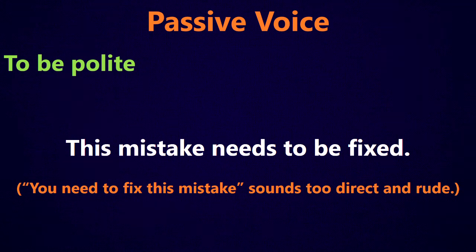We can also use the passive voice to be polite. For example, this mistake needs to be fixed. So needs to be fixed, there's my verb. This sounds more polite than saying you need to fix this mistake, because that sounds too direct and too rude. Now, if I'm at work and somebody made a mistake and I'm not in charge of that person, or maybe it's my boss even, I could just say, oh, this mistake needs to be fixed, because then I'm not focusing on who did it. So it's a little bit more polite. It's like you're ignoring who made the mistake and just focusing on what needs to be fixed.